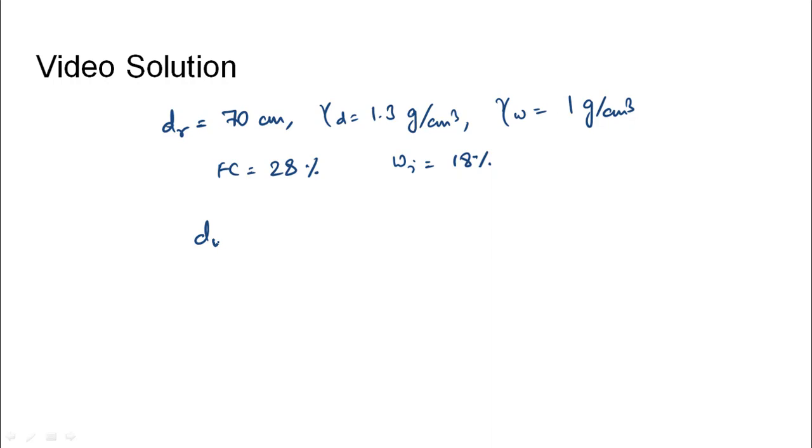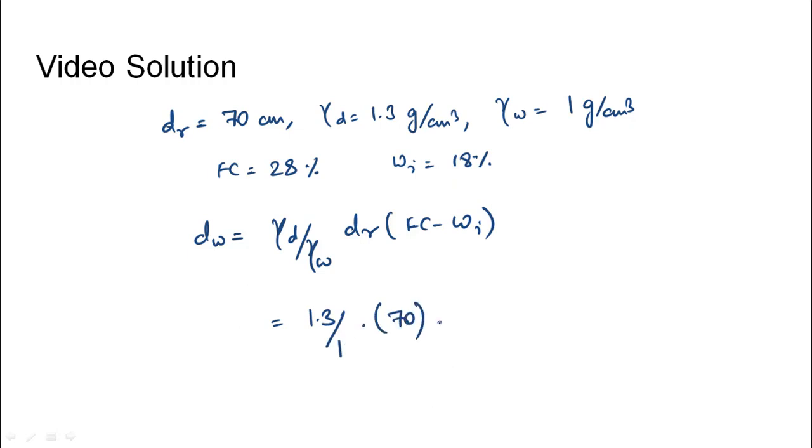So the depth of water required for irrigation would be equal to gamma dry by gamma water into depth of root into field capacity minus the initial water level. So gamma dry is 1.3, gamma water is 1, into root depth is 70, into field capacity will be taken as 0.28 and initial water level is 0.18. This would give the value as 9.1 centimeter.